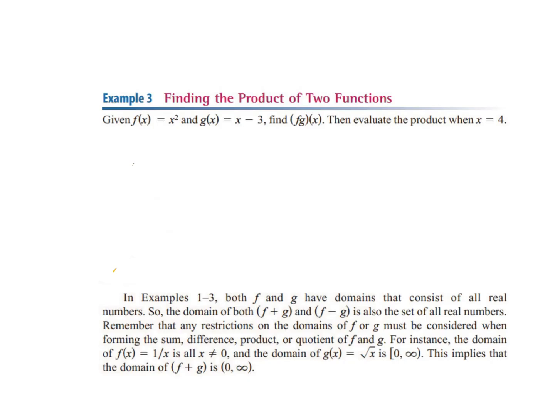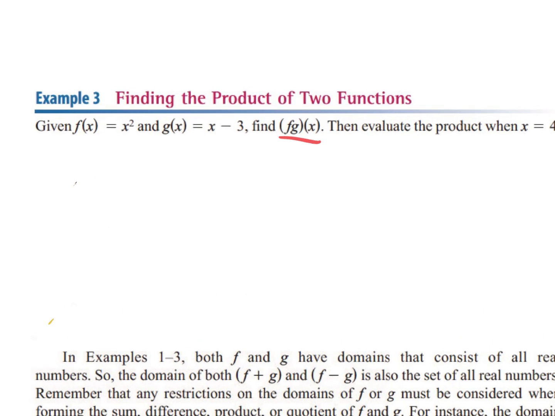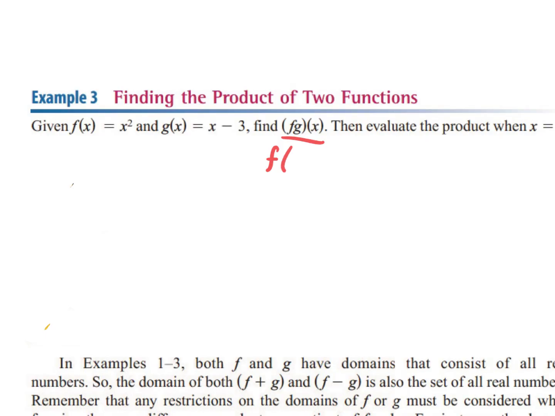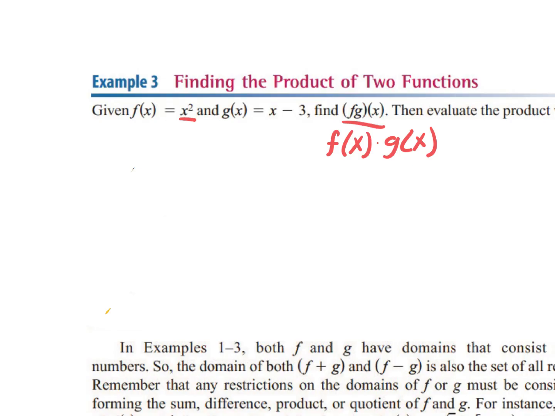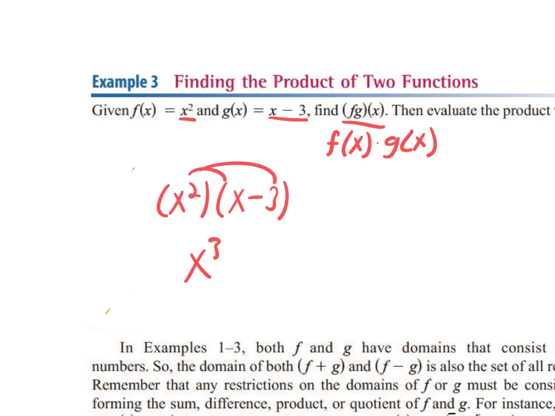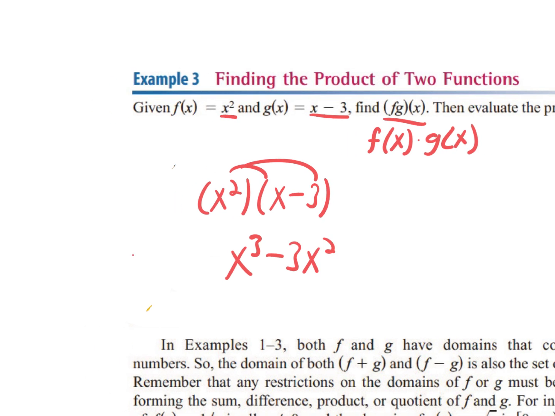Okay, this one says to evaluate the product. So I want to find fg of x. Again, that's just another way to write f of x times g of x. So you're going to take your function f of x, which is x squared, and multiply it with g of x, which is x minus 3. This one's very straightforward. You're just going to distribute that x squared, and you're going to get x to the third minus 3x squared. So then this is your function fg of x.